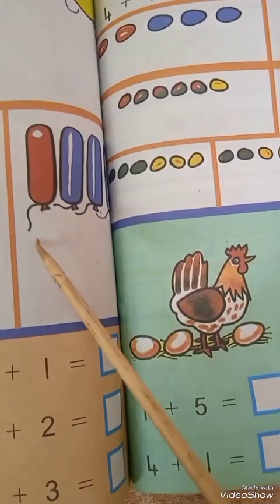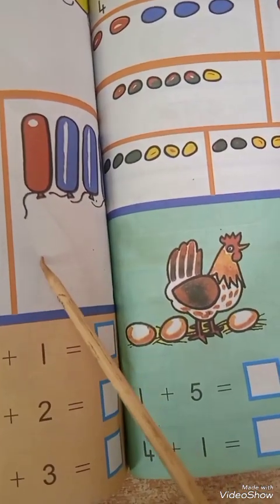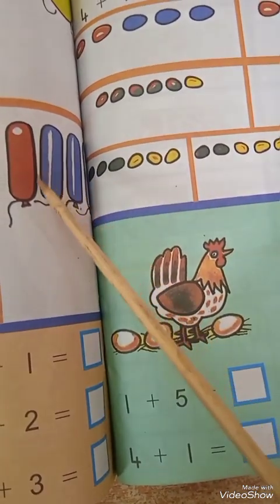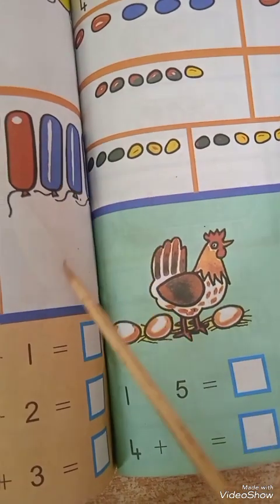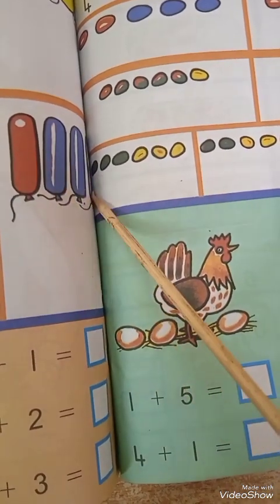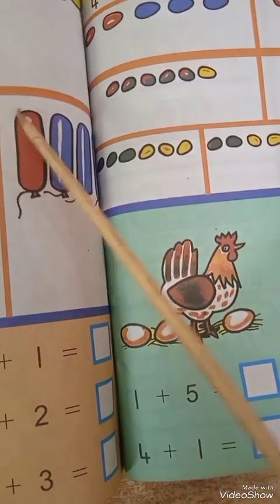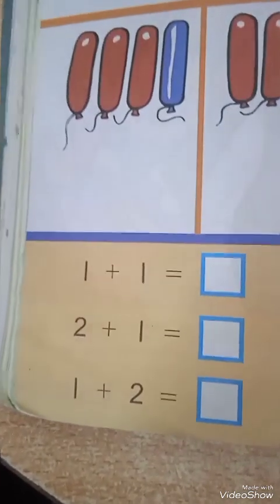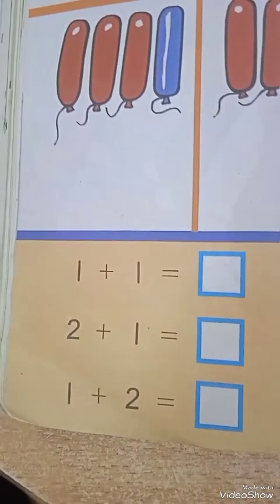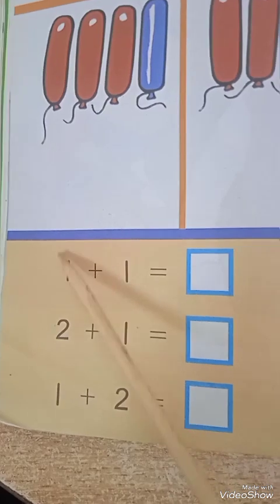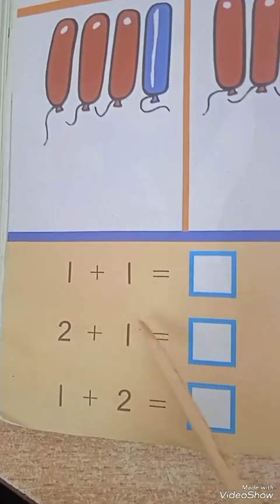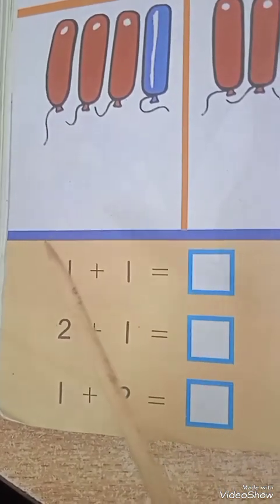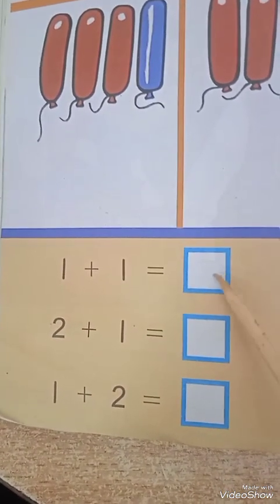Then you have to count red ones. You will write the number, then plus, then you will write after counting the blue ones, and then we will write after adding them. After adding them means we have to count them all together. Then we have these sums, and here we have to draw objects. On one we can draw one, and on the other side we will draw one object. Then we will count them all together and we will write here.